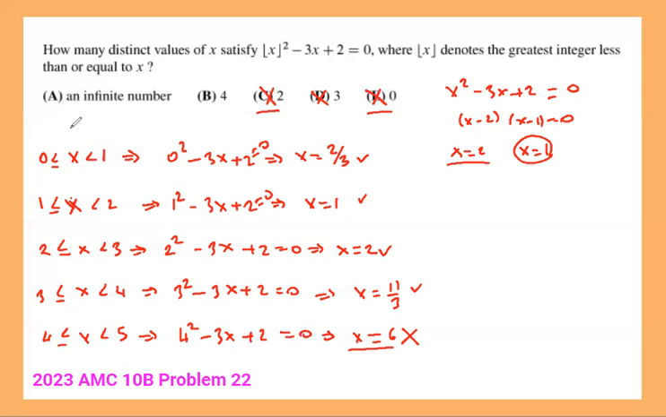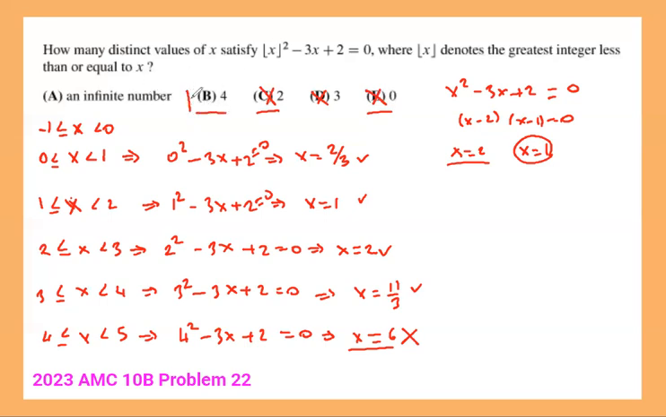If I go backward, maybe if I try something between negative 1 and 0, if I take the floor of anything in this range, that would be negative 1. If you square negative 1, that's 1. 1 plus 2 is 3, so 3 equals 3x. x would be 1, but 1 is not in this range either. If you keep trying that, you will see nothing is going to work out.